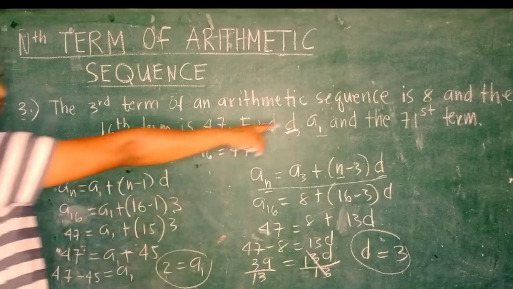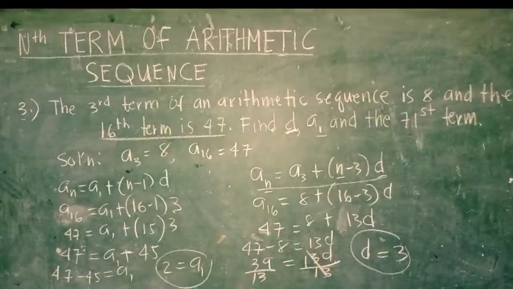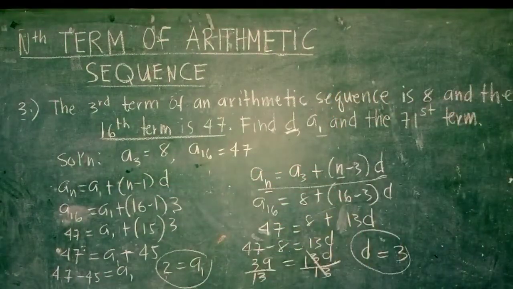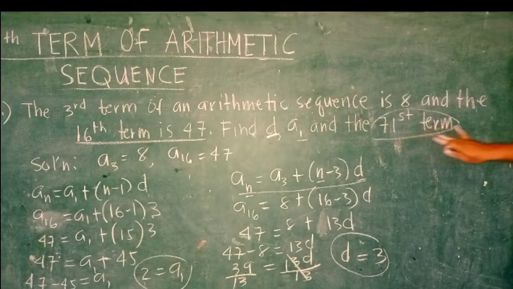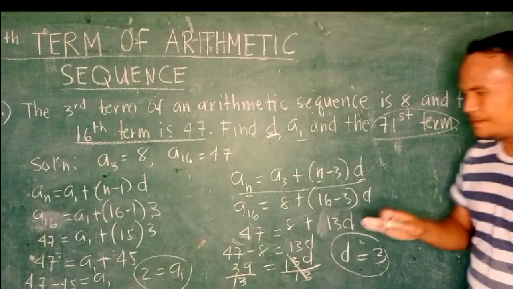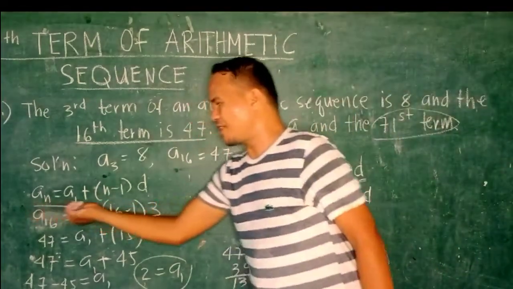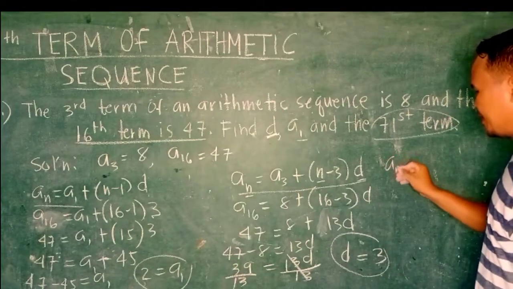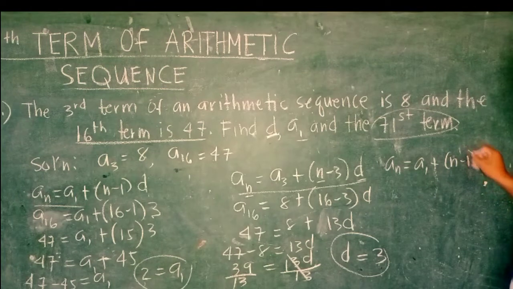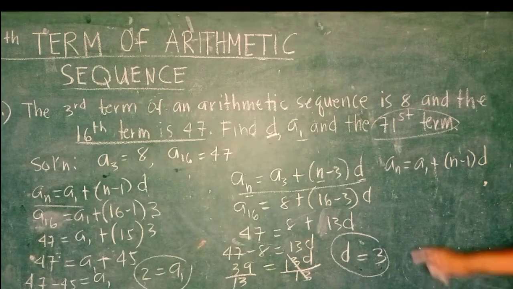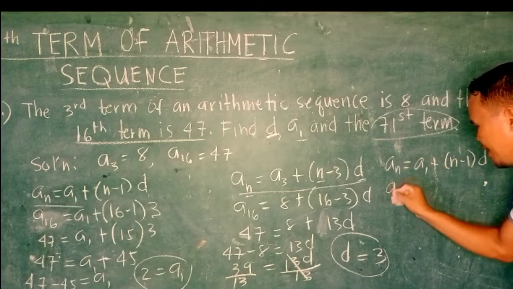Now, what is the 71st term? We can use the original formula, because next we are going to solve the 71st term. Since we have the first term and the common difference, we can now use the original formula. So A sub n equals A sub 1 plus n minus 1 times d. Substitute. Since we are asked to find the 71st term, we have A sub 71.